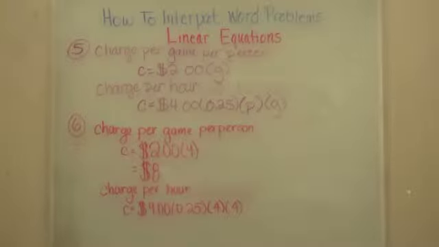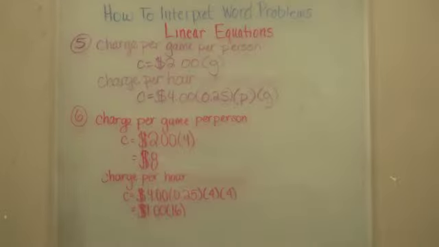For the second equation, the charge per hour, we have the charge equals $4 times 0.25 hours times how many people times how many games. So we'll have the 4 times 0.25, and we have 4 people and 4 games. So we'll sub those in for P and G. And $4 times 0.25 hours would be $1, and then 4 times 4, the games times the people, is 16. So that would be $16.